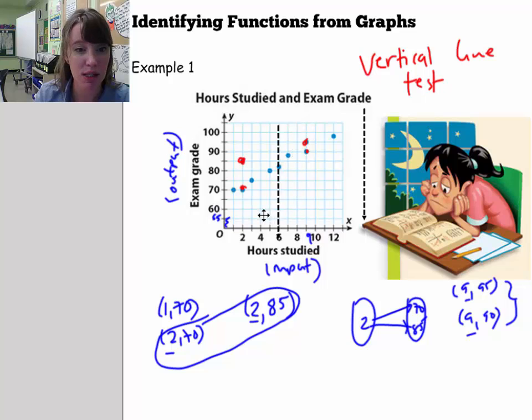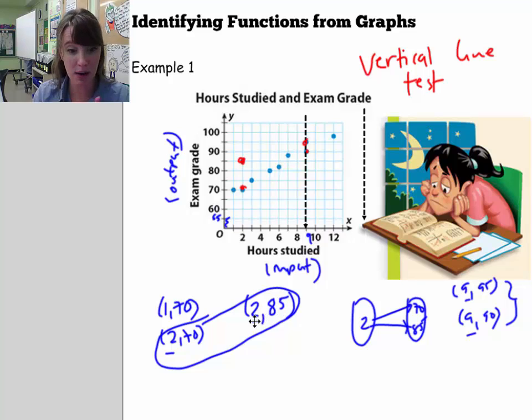Okay, and you can see it here and you can see it here. That's a quick visual way to check to see if a relation is a function, because if 2 points lie along the same line, they have the same x value. If they have the same x value, it means that the same input value is sent to two separate output values, which makes it not a function.